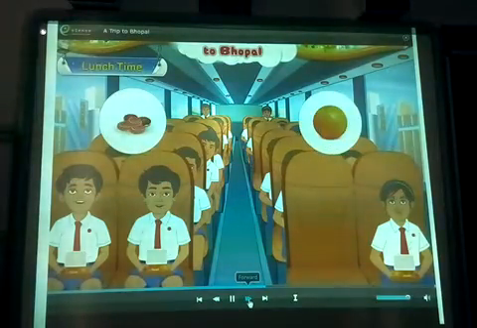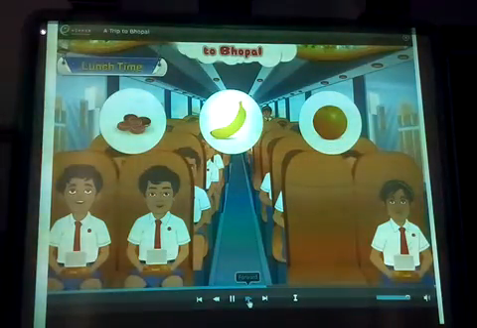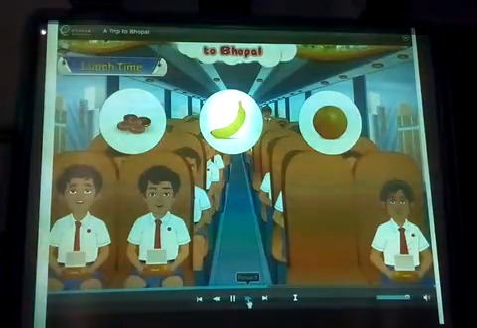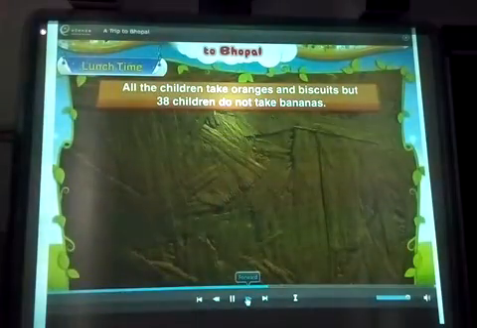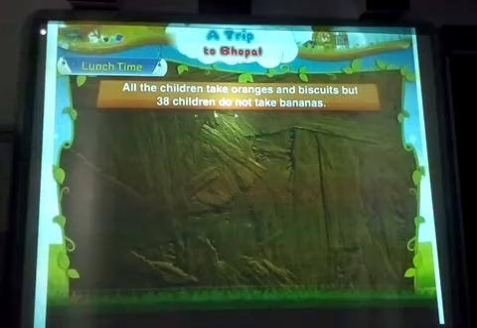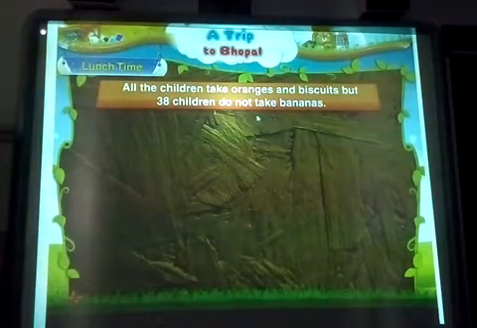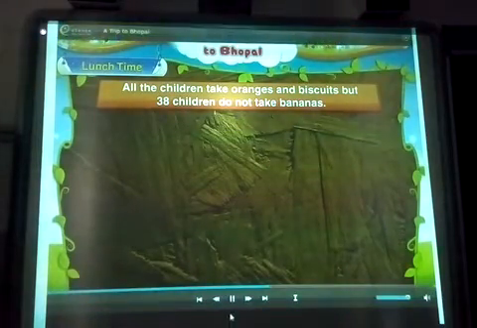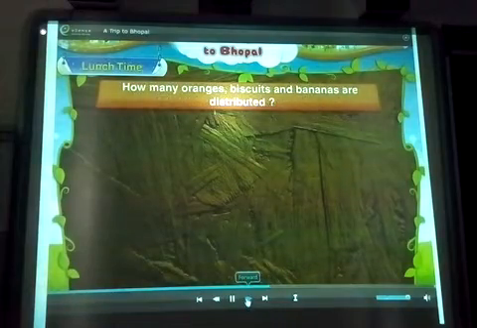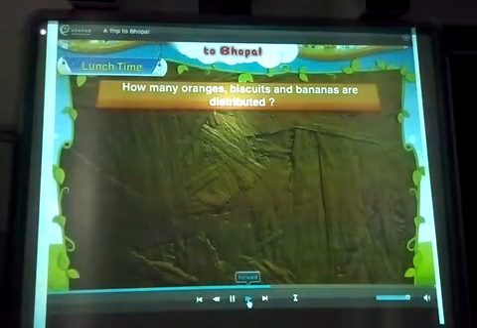Biscuits, oranges and bananas are also there. All the children take oranges and biscuits, but 38 children do not take bananas. How many oranges, biscuits and bananas are distributed?